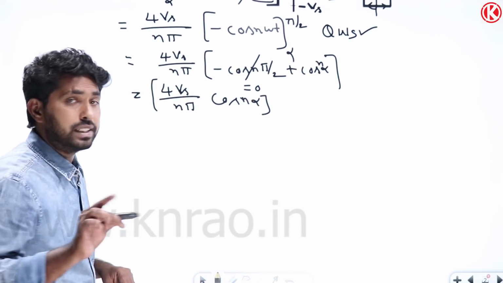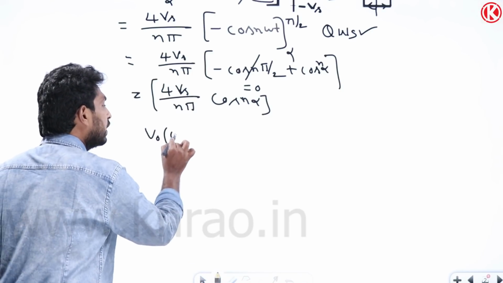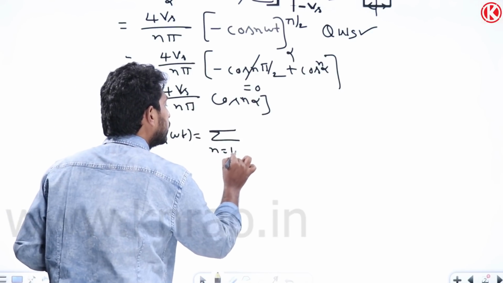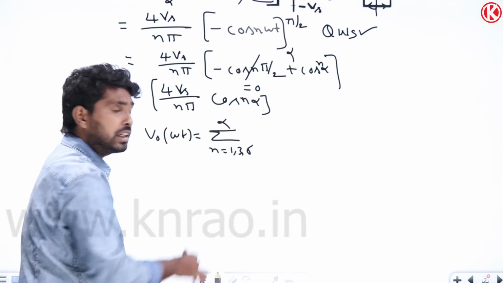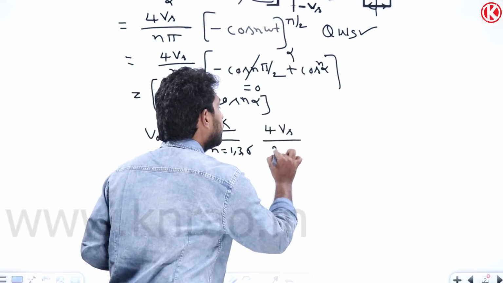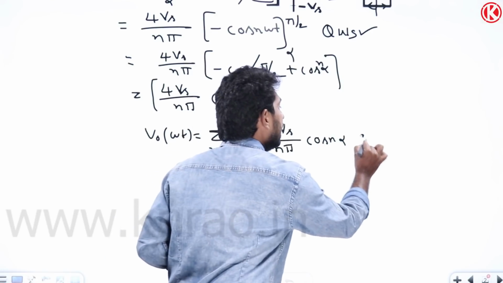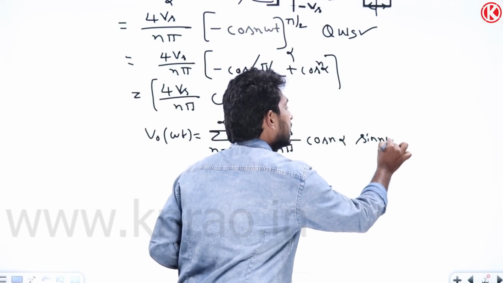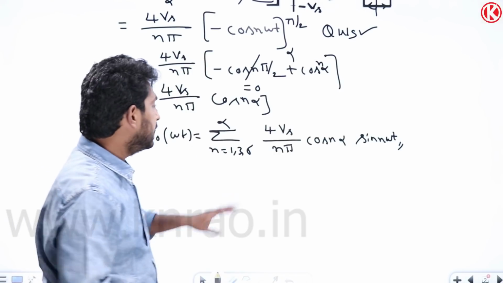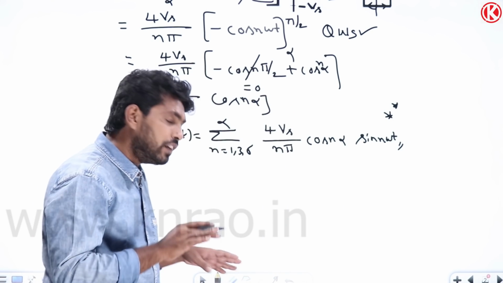So let me write the Fourier series expression here. For this waveform, V naught of omega t equals the sum over n equals 1, 3, 5 to infinity, because even harmonics are 0 and Bn is 4 Vs by n pi into cos n alpha, into sine n omega t. If you remember this expression, it is good, or you can derive it easily. It is important. So our second waveform is also done.